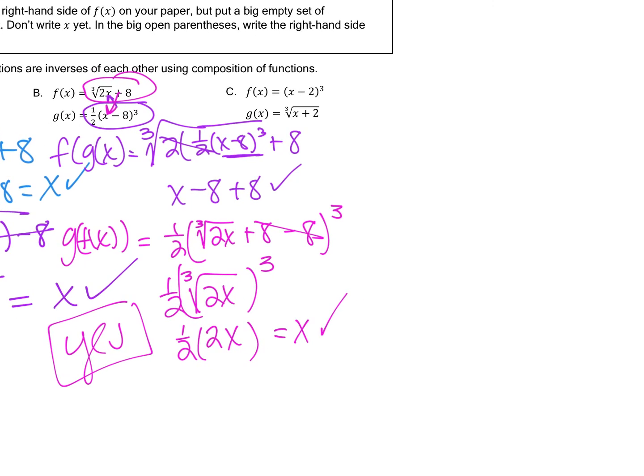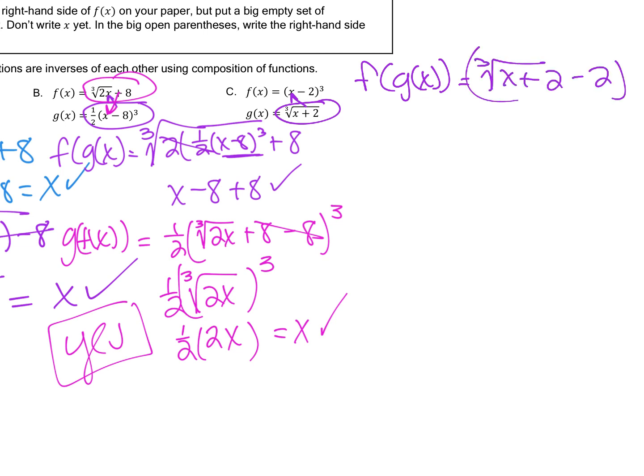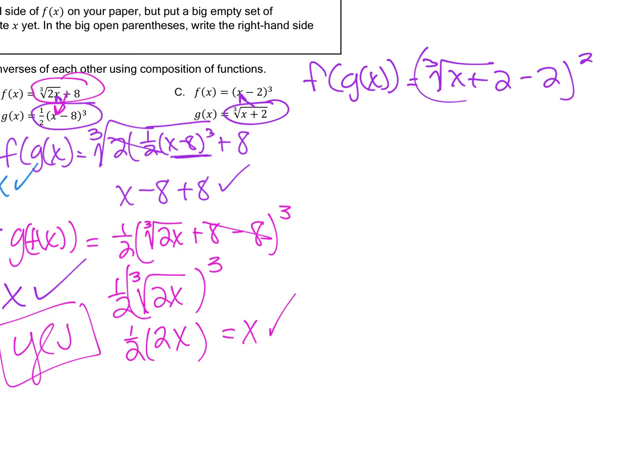Okay, and the last one. So we're taking this one, plugging it in here. So that's cube root of x plus 2 minus 2 cubed. So we have, notice here that these do not, we can't combine those because one's inside, one's outside.